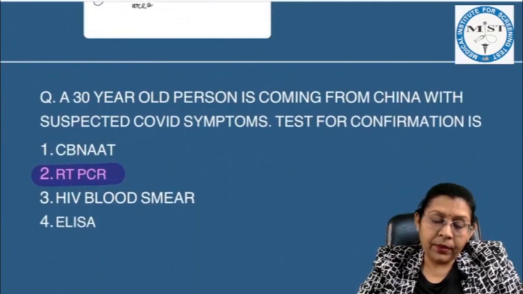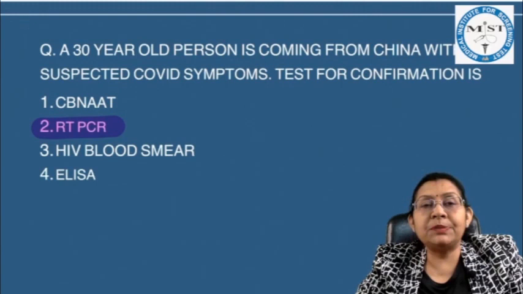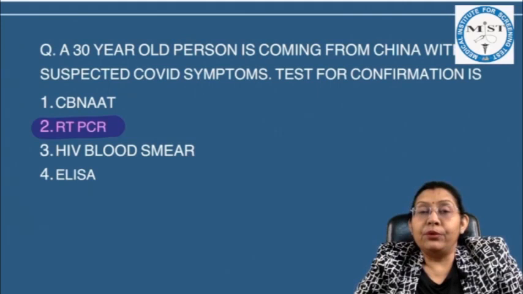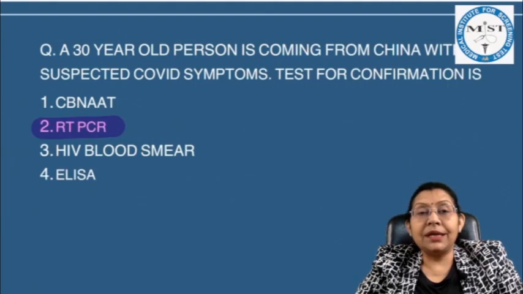Next is, a 30-year-old person is coming from China with suspected COVID symptoms. Now test for confirmation. Now there should not be any confusion, because for the past 1.5 years, we all are facing the corona pandemic. And some of you might have undergone this testing either for confirmation or for the screening. And the answer is none other than RT-PCR.